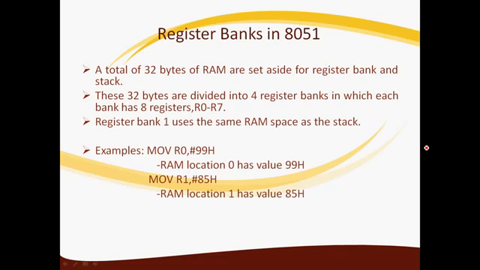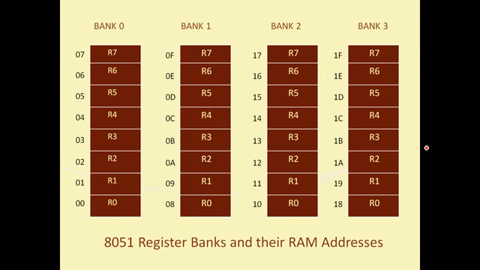So register banks, as I said, are divided into four parts. Four register banks are there, and each one has 8 registers. The register bank 1 uses the same RAM space as is used by the stack. So here's an example: MOV R0, #99H. This moves 99H into RAM location 0.